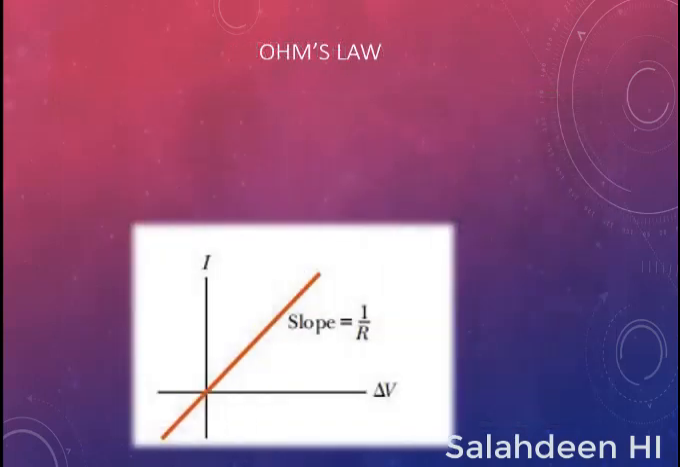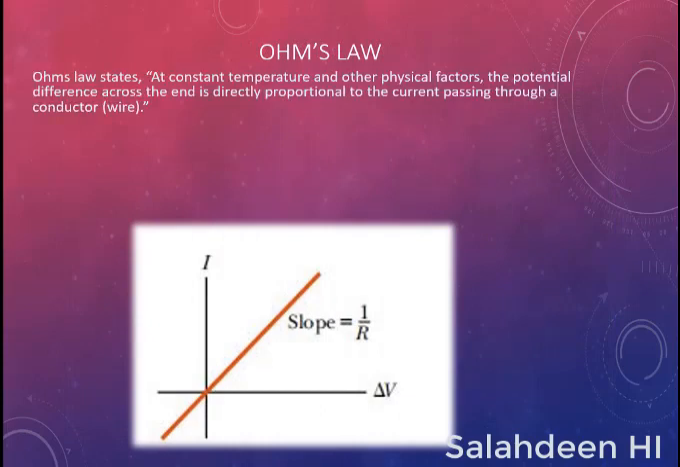Now, Ohm's law. Ohm's law states that at constant temperature and other physical factors, the potential difference across the ends is directly proportional to the current passing through a conductor wire. Now, this is the graph of current against voltage, which shows Ohm's law, and we can see that the slope is what? 1 divided by R.